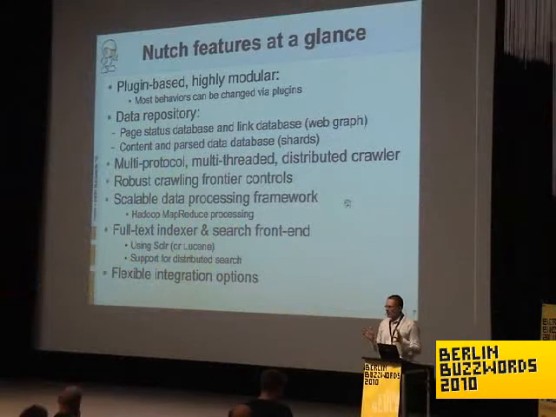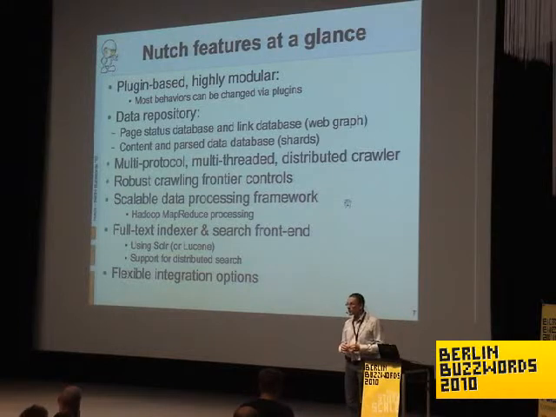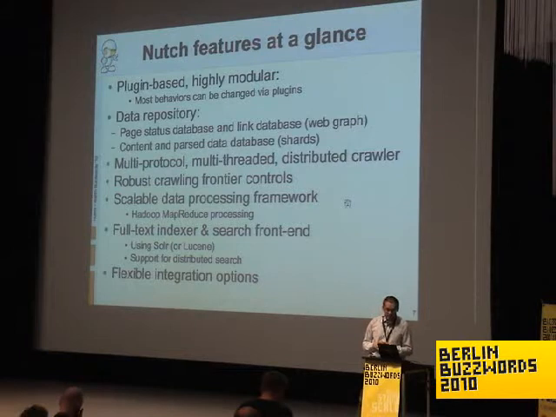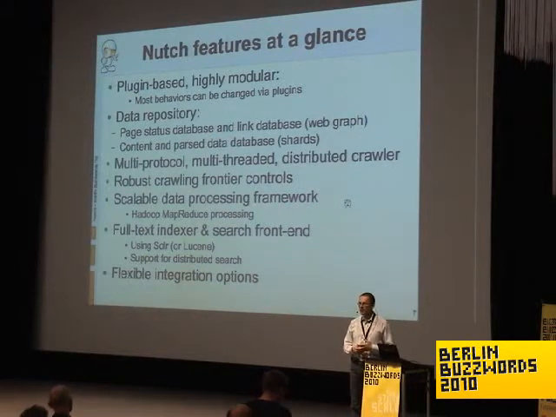Another component that comes with Nutch out of the box is a multi-protocol, multi-threaded, and distributed crawler. What it means is that it can operate either on a single box or on a Hadoop cluster, because as it turns out, Nutch is implemented on top of Hadoop. Most of these processing steps that I will explain in a moment are implemented as Hadoop MapReduce jobs.